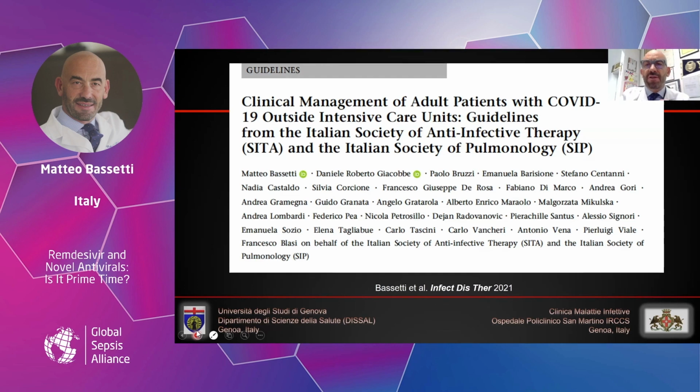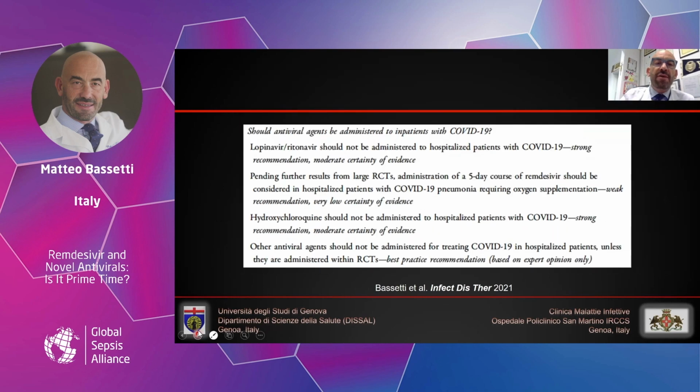So it's important to know that recently we published the Italian guidelines on management of COVID-19 with two societies, the Italian Society of Anti-Infective Therapy and the Italian Society of Pulmonology, in which you can see very well that we gave some recommendations. First of all, lopinavir/ritonavir should not be administered to hospitalized patients, so there is no longer any role for lopinavir/ritonavir.